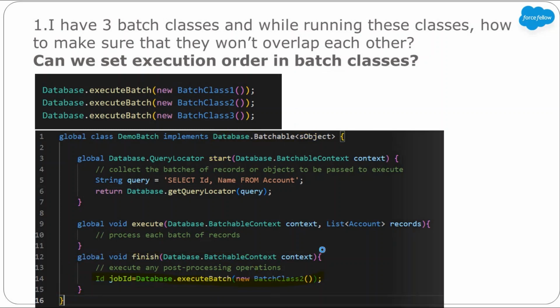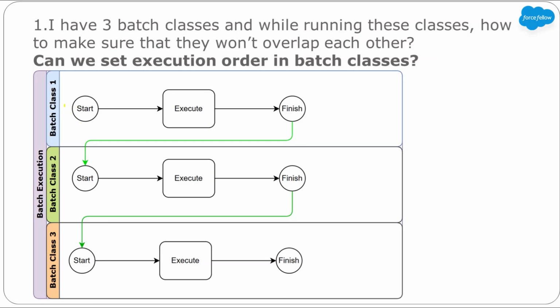Okay. So how will this execute? Once we submit the job for batch class 1, then the start method of the batch class will run to get data. And the execute method will process all the data in multiple batches. And once all the records get processed, then the finish method will get executed. And in this finish method, we can call another batch class and this will also process in the same way. And in the finish method of the second class, we can call our third class. Okay. So this is how we can set the sequence of execution and avoid execution overlapping in batch classes.